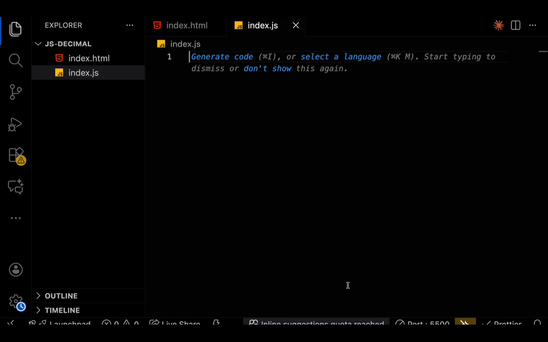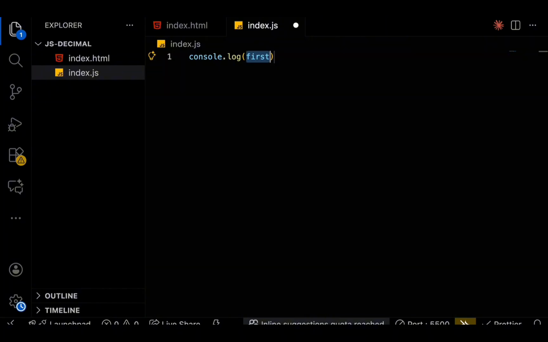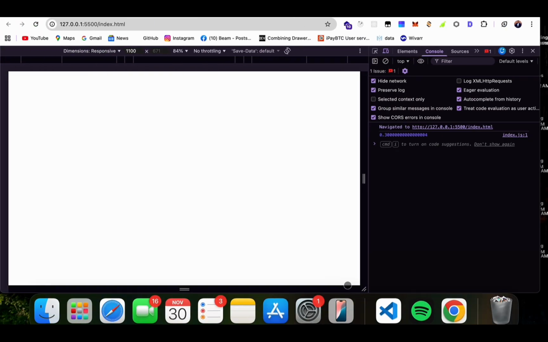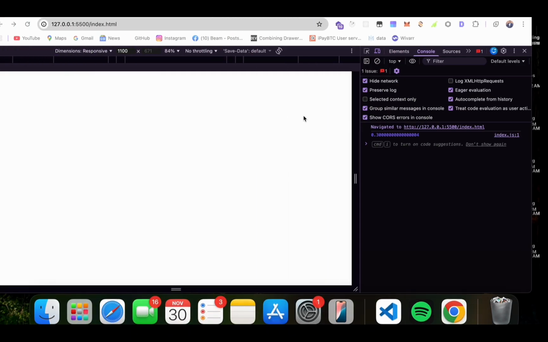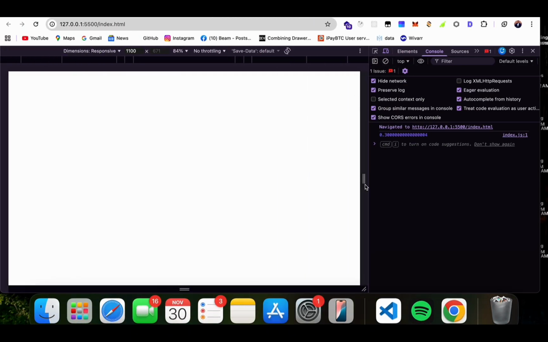So when working with decimals, I'm going to show you something. So you have console.log(0.1 + 0.2). We already added this to my index.js, and when we log this here, you see that now we have 0.300000, and then there's a 4 at the back.